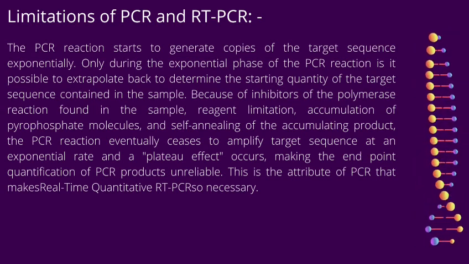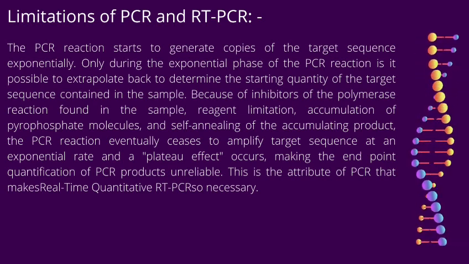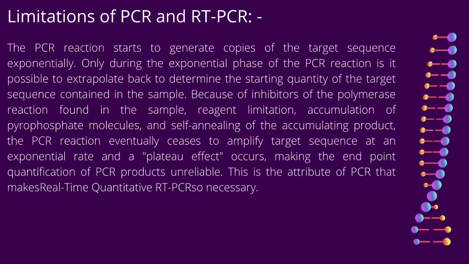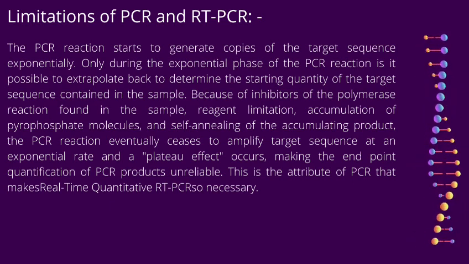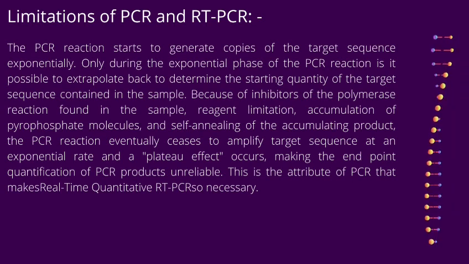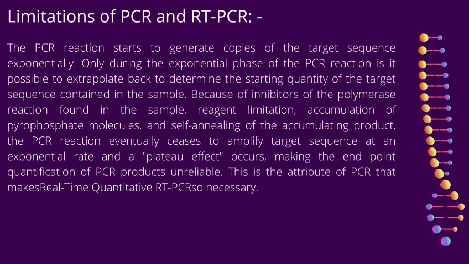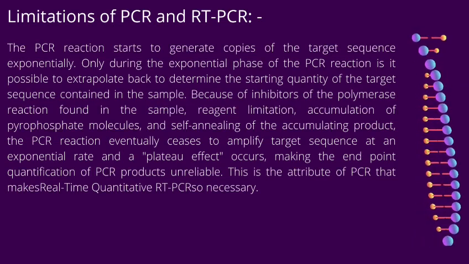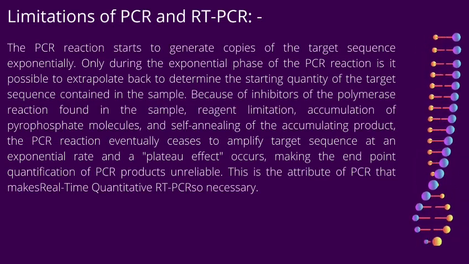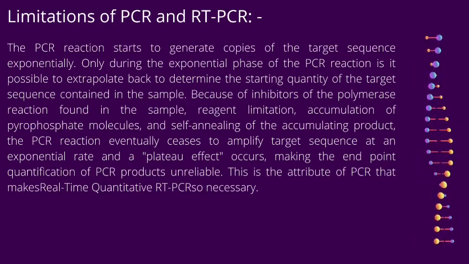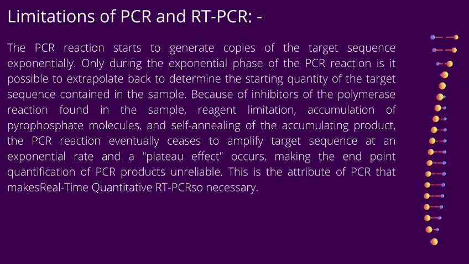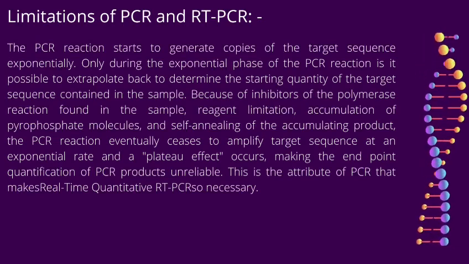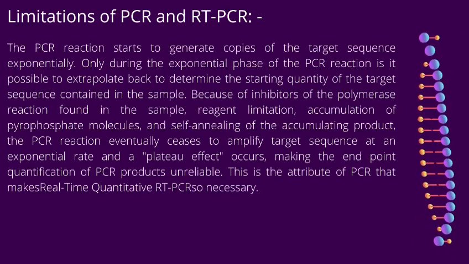Because of inhibitors of the polymerase reaction found in the sample, reagent limitation, accumulation of pyrophosphate molecules, and self-annealing of the accumulating product, the PCR reaction eventually ceases to amplify target sequences at an exponential rate and a plateau effect occurs, making the endpoint quantification of PCR products unreliable. This is the attribute of PCR that makes real-time quantitative RT-PCR so necessary.